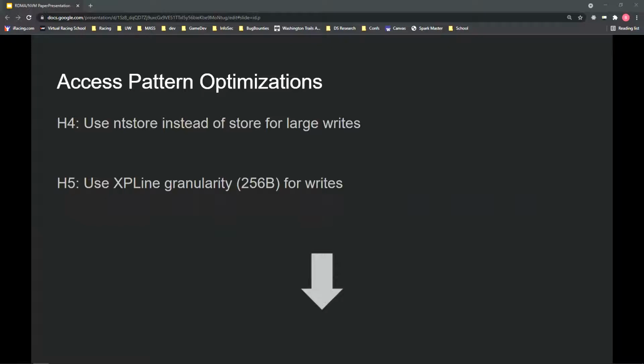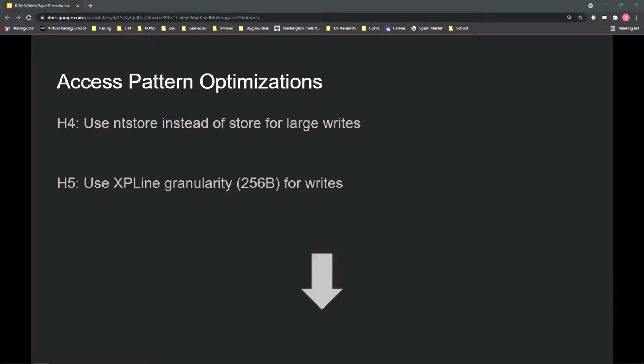Moving on to access pattern optimizations, H4 and H5 also came from other studies, H4 being to use NT-store instead of store for large writes, taking advantage of the Optane PM's DRAM interface to write directly to the NVM device, thus bypassing the CPU cache, and H5 being to use the XP line granularity for writes, which if you recall is 256 bytes. The authors discovered that while H5 did offer improvements, they were not optimal for small payloads due to the resulting network amplification.